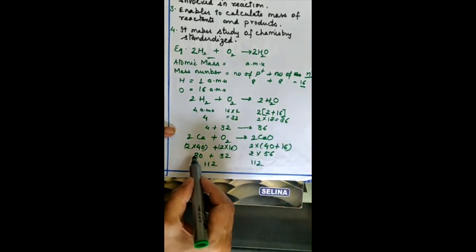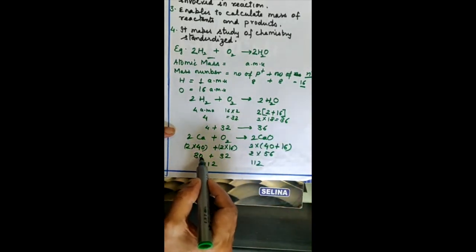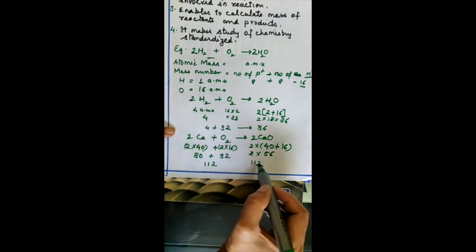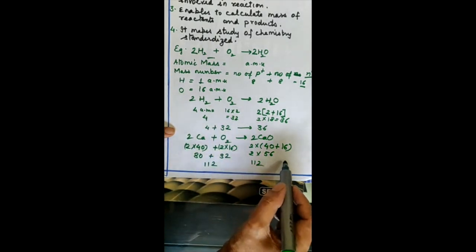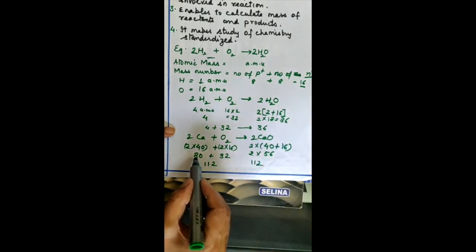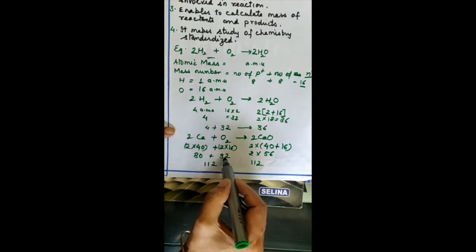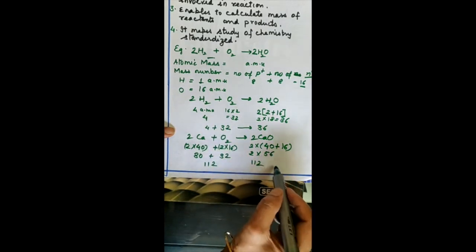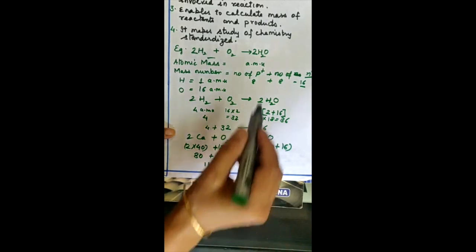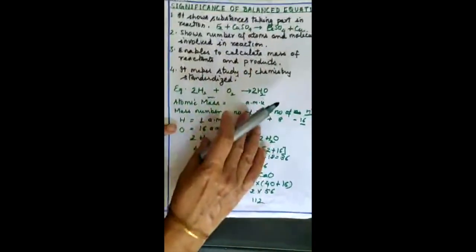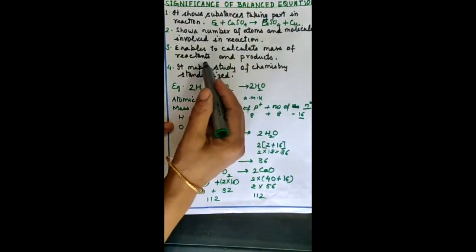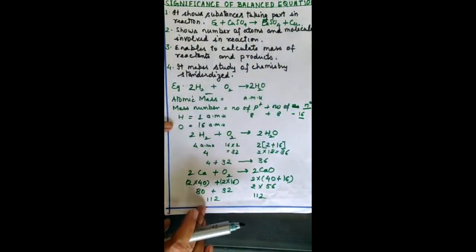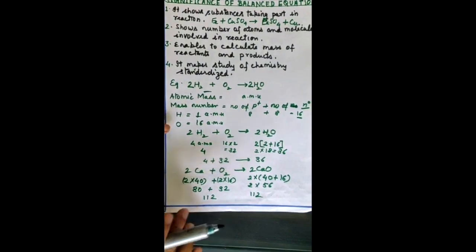It means 80 AMU mass of calcium combined with 32 AMU mass of oxygen to form 112 AMU mass of calcium oxide, or 80 gram of calcium combined with 32 gram of oxygen by mass to form 112 unit mass of calcium oxide. This is how, with the help of a balanced chemical equation and its significance, it enables us to calculate the mass of reactants and products. That's all for now.